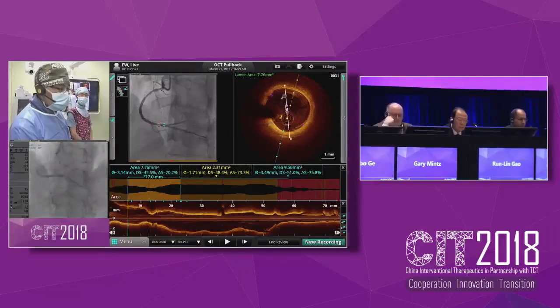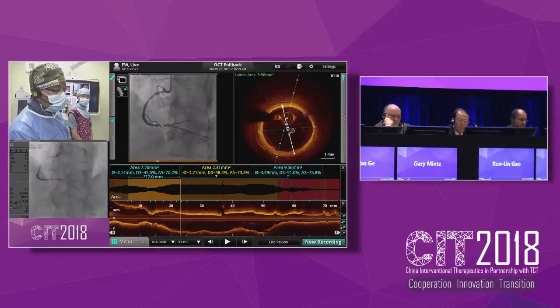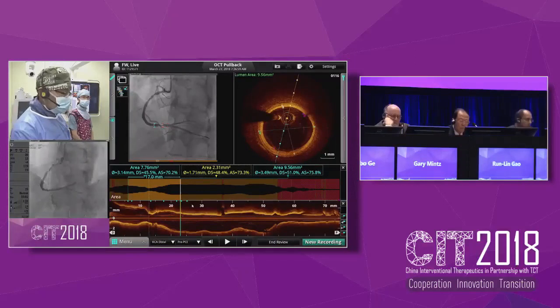The EEL is about 4 millimeters, and the lumen is about 3.3 millimeters. Now is the proximal landing zone. The lumen is about 3.4 millimeters by 3.8 millimeters, and the vessel size is 4.15 millimeters. So my suggestion is a 3.5 by 18 millimeter stent.